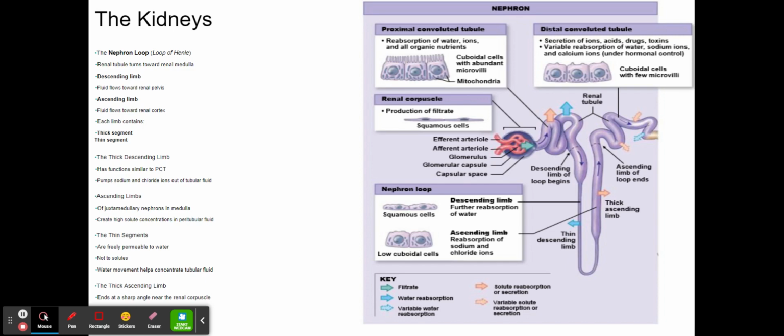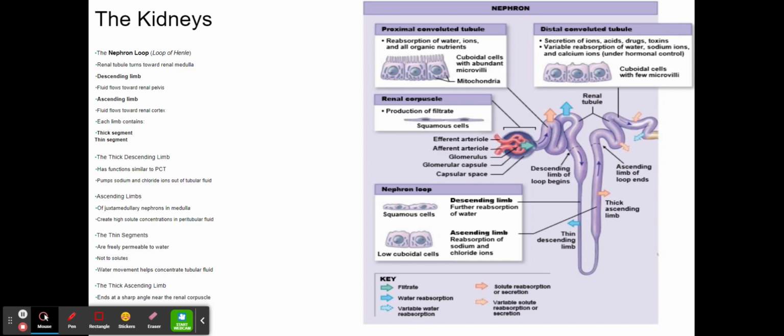The entire descending limb is permeable to water. Its thick descending segment has functions that are similar to those of the PCT. It reabsorbs sodium and chloride ions out of the tubular fluid. The ascending limb is impermeable to water, but passively and actively removes sodium and chloride ions from the tubular fluid. Its thin ascending segment is permeable to sodium ions, which diffuse into the surrounding peritubular fluid. The thick ascending segment actively transports sodium and chloride ions out of the tubular fluid.